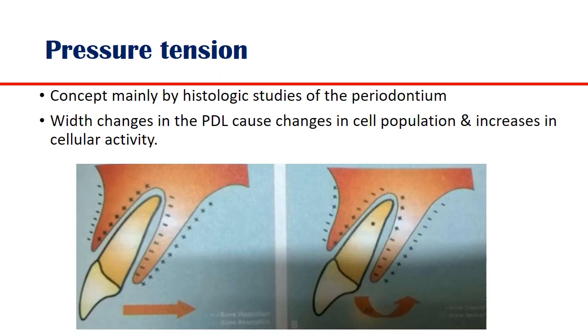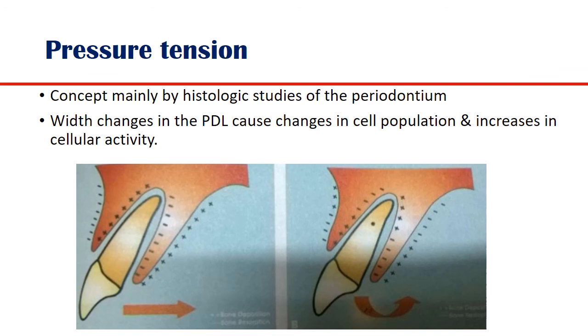So when you talk about pressure tension, is it that simple that you just apply pressure and on one side the pressure compression happens, and on the other side the tension happens? The root is also not a very straight kind of structure. It has its own micro irregularities. So if you see microscopically and histologically, you will see that they have micro areas of compression and tension.